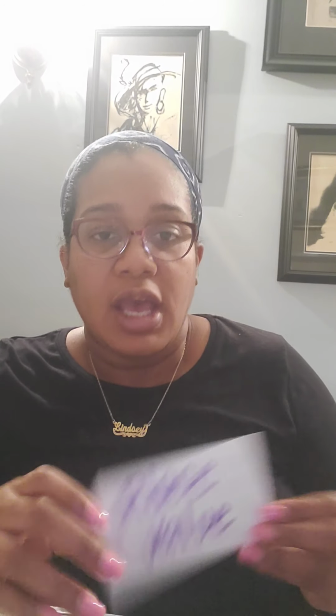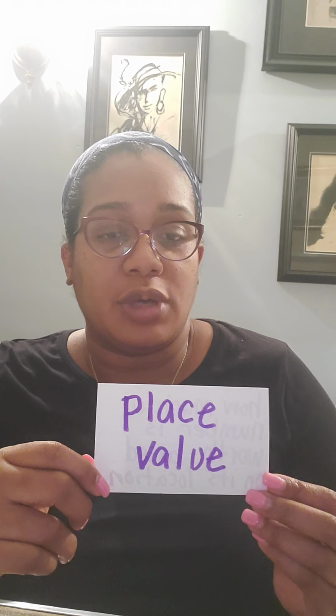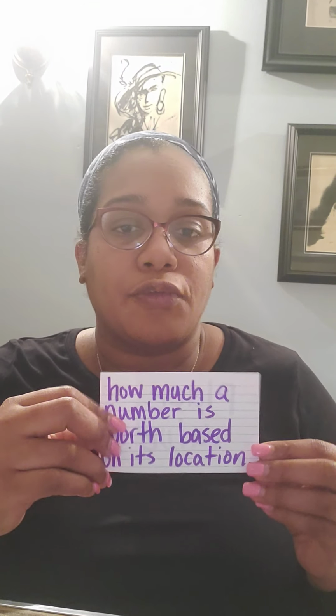The next one we have is place value. Place value is how much a number is worth based on its location. Remember, if I have a 3 in the ones place, it's worth 1, 2, 3. If I have a 3 in the tens place, it's worth 10, 20, 30. So let's move on to our concept for today. Our objective for today is to interpret 2-digit numbers as either tens and ones or as all ones.